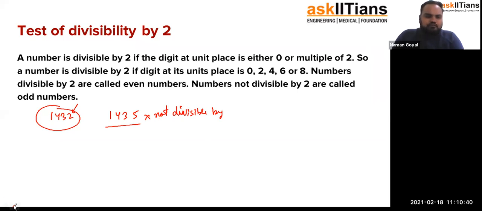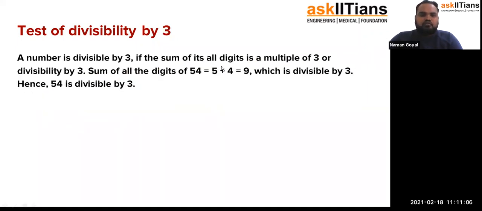So the point is, a number is divisible by 2 if the digit at the unit place is either 0 or a multiple of 2. So a number is divisible by 2 if its last digit is 0, 2, 4, 6 or 8. Got it? Numbers that are divisible by 2 are known as even numbers. Are you getting my point? So now next is divisibility check by 3. Test of divisibility for 3.